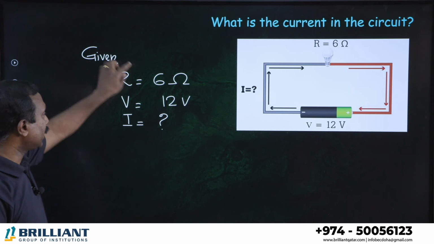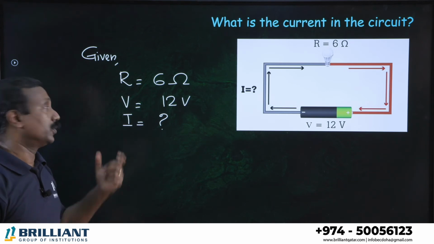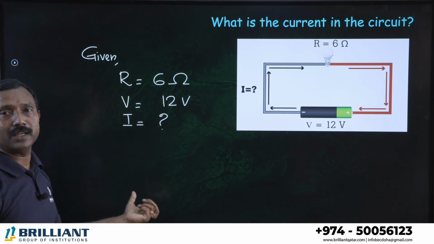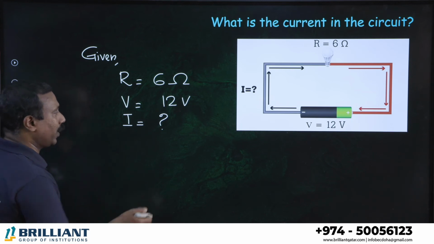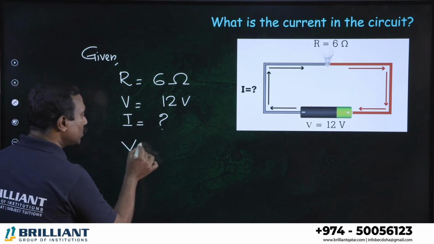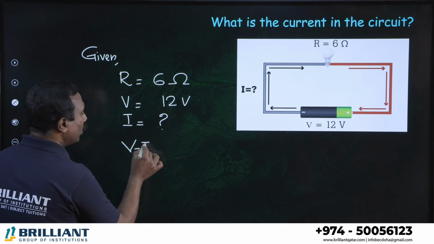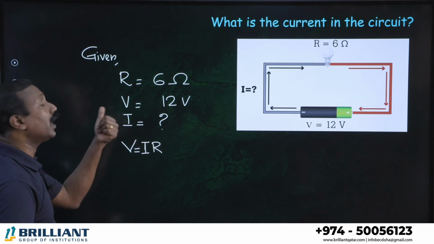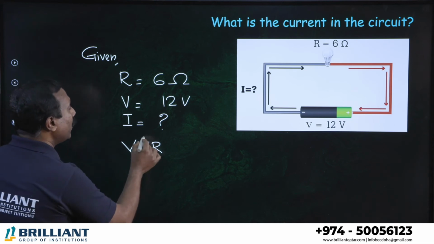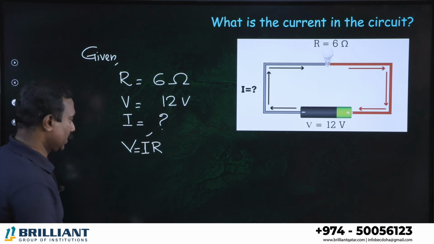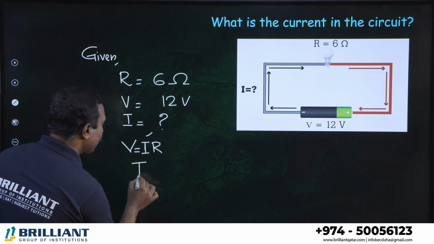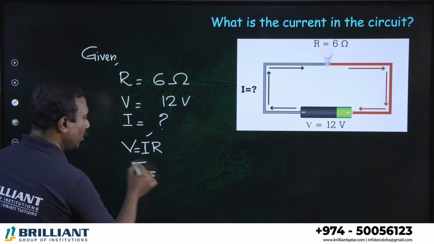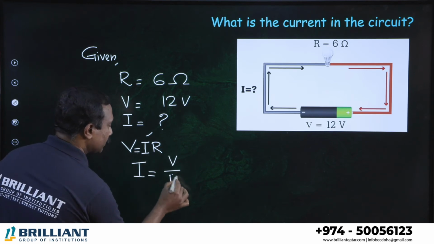So by using these three terms, how can we find it out? For that, we can use a mathematical equation. Which formula can we use? Here we can use the Ohm's law formula, which is V is equal to IR. From that, what we want to find out is I. So first we want to make an expression for I. We can write the formula for I as I is equal to V over R.